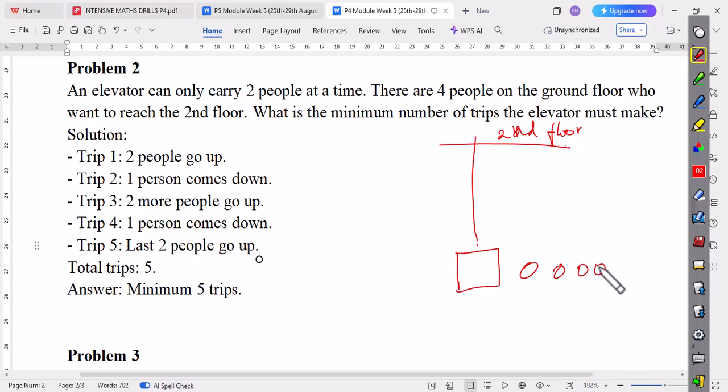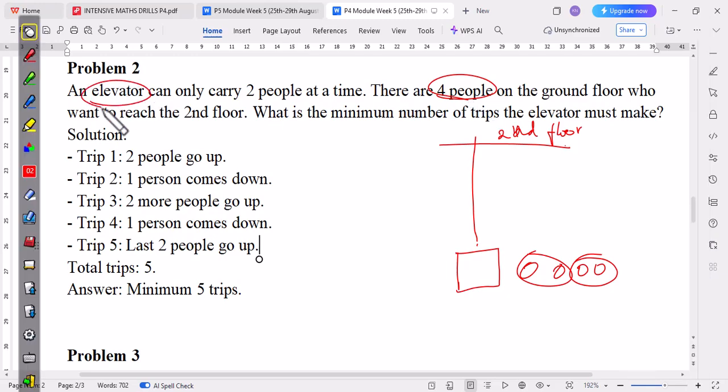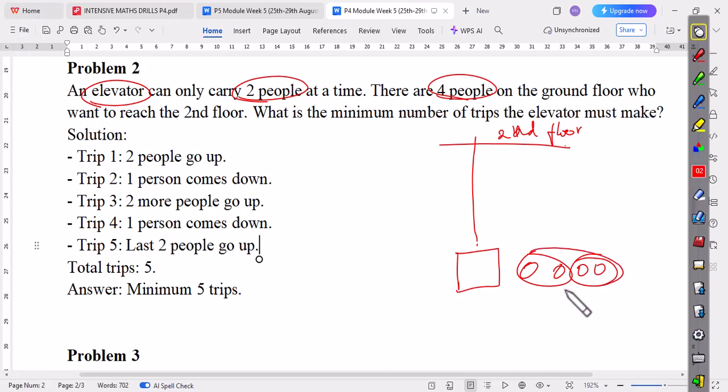We cannot directly say two and two, because this is a tricky question. They force us to think that because these four people are on the ground and this elevator can carry two people, the elevator only needs two trips to carry these four people, but this is not the way to solve it.